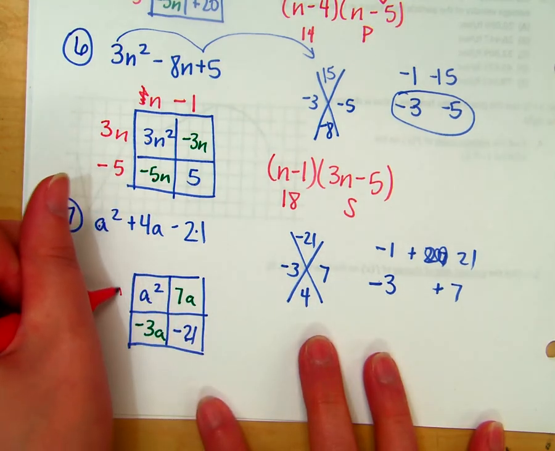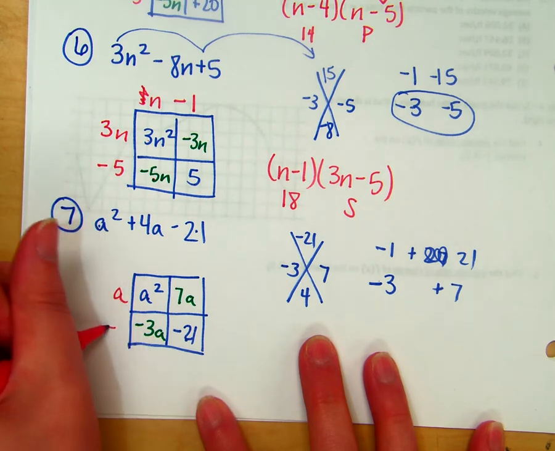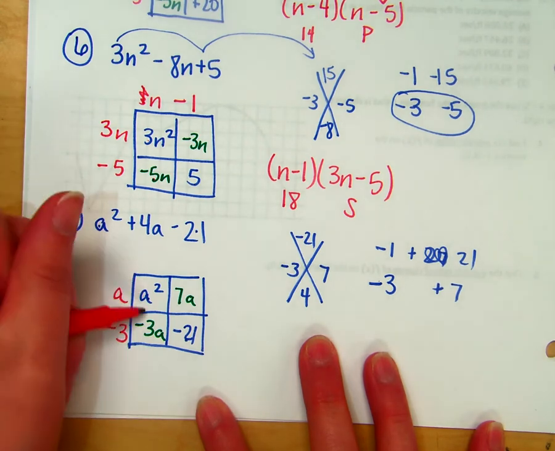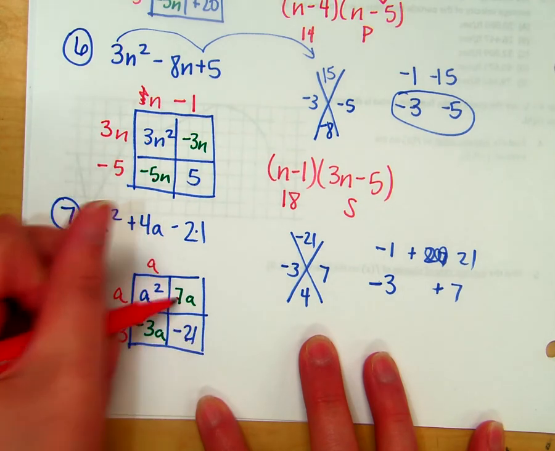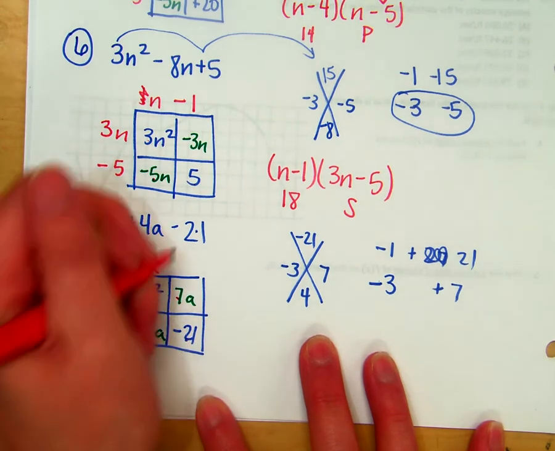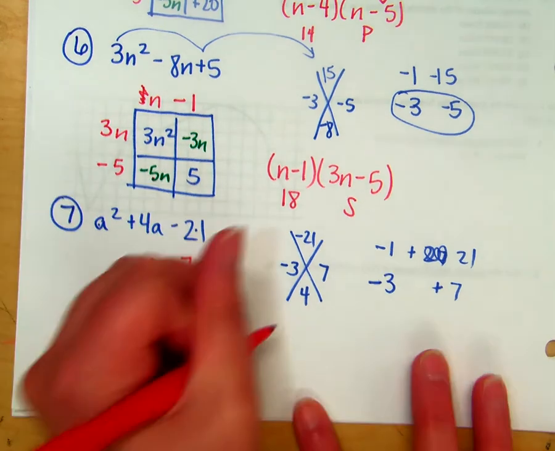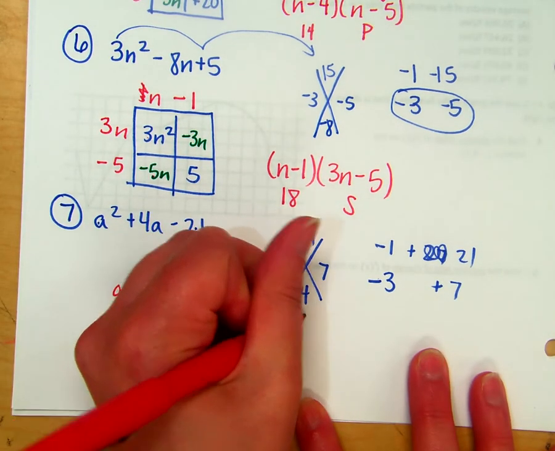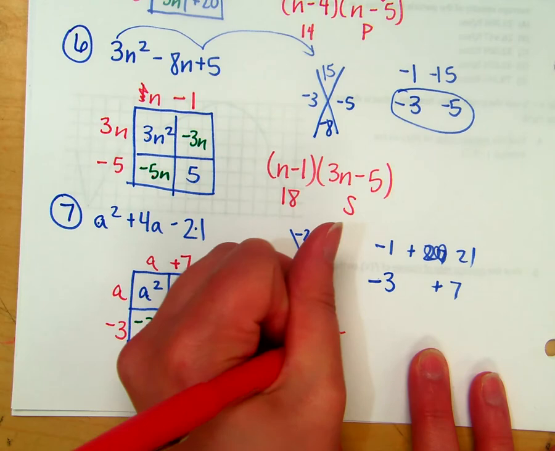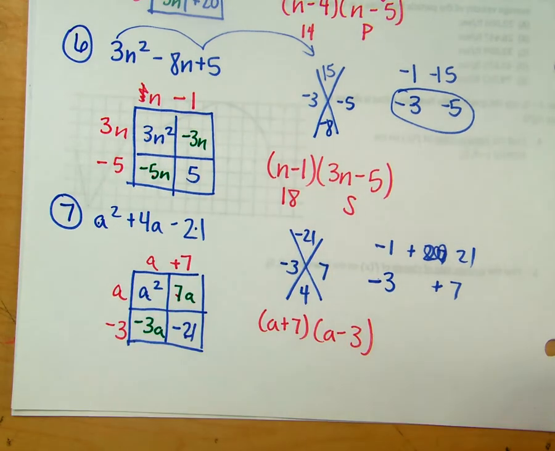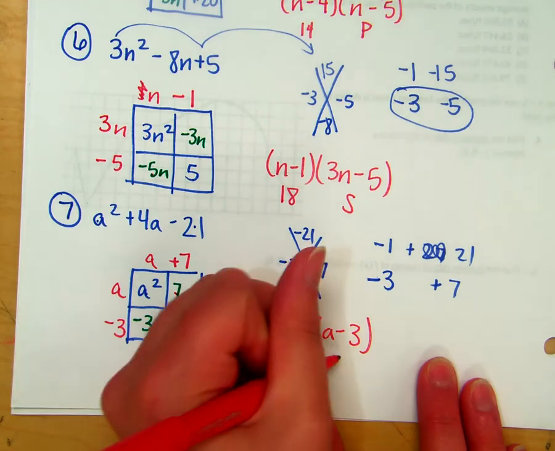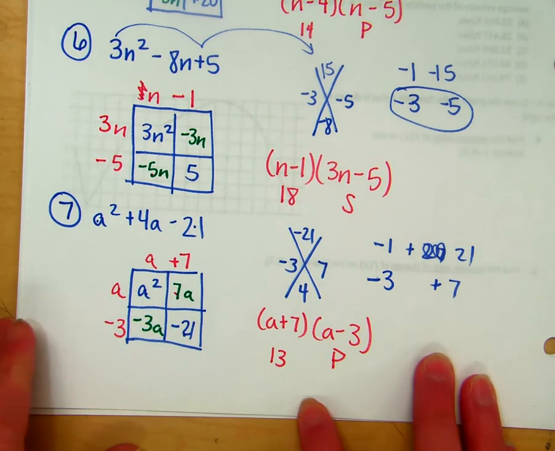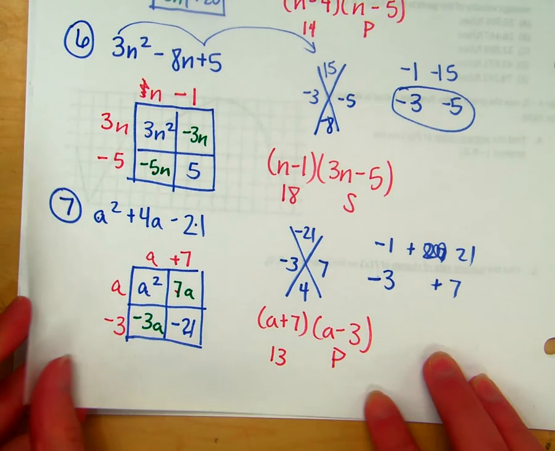So a goes into both of those, and down here negative 3 goes into both of those. In the column, only a goes into that. 7 is 7 times 1. 21 is 3 times 7, so I would put plus 7. So I've got a plus 7 and a minus 3. So a plus 7 is 13, and a minus 3 is p. So in box 13, I would put p.